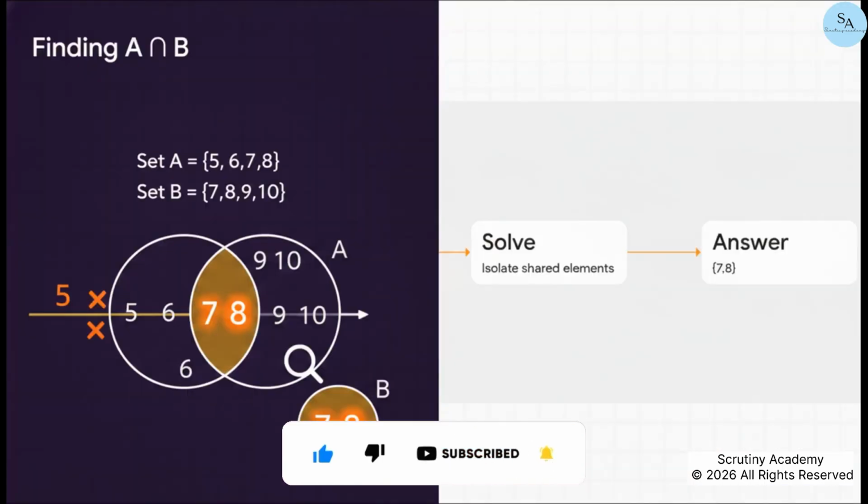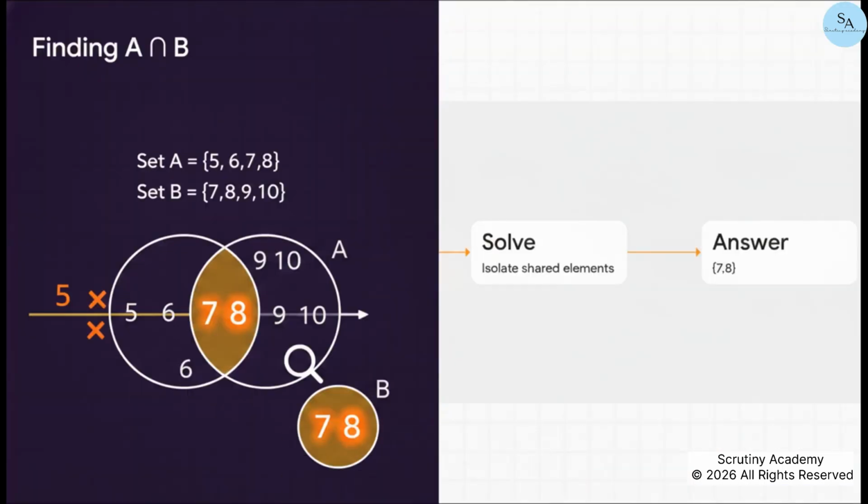All right, let's step it up to a medium-level example. What's given here? Well, set A is 5, 6, 7, 8. Set B is 7, 8, 9, 10. What's asked? Find A intersection B.